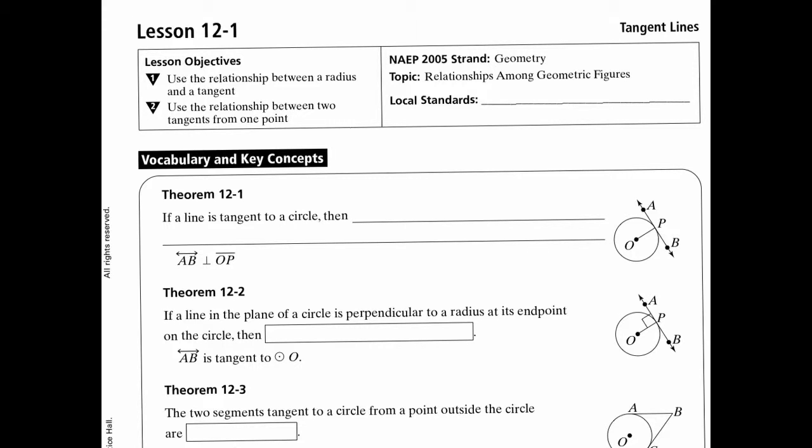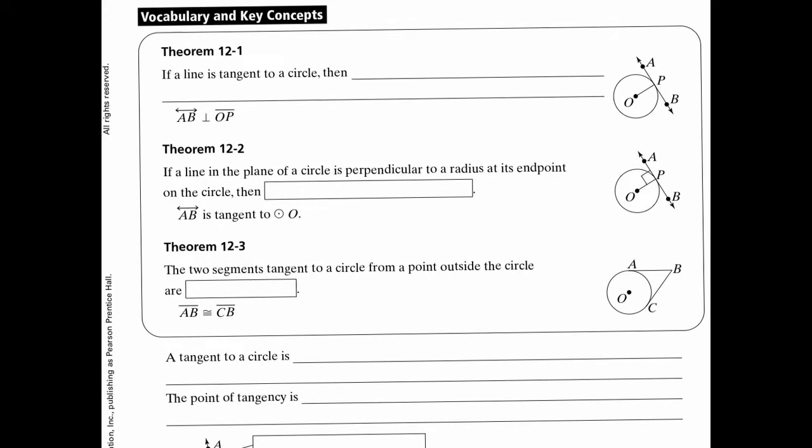Alright, so now we're looking at lesson 12-1, tangent lines. This one is a pretty easy lesson. It says for theorem 12-1, if a line is tangent to a circle, then the line is perpendicular to the radius drawn to the point of tangency.